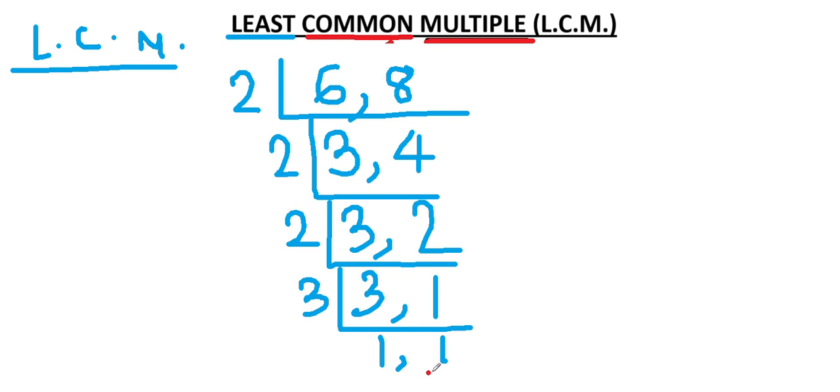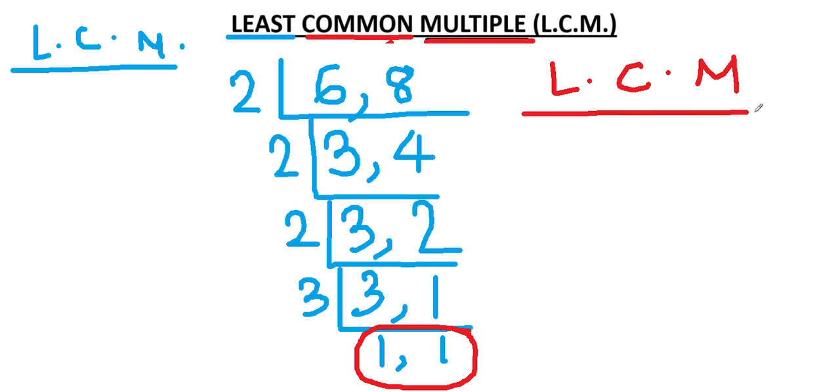And friends, always try to keep a 1 and 1 or a single 1 at the end, so that you can be confident on your part that you haven't missed out on any steps. So we are done. We do not have any more work to do. We just have to write the LCM of 6 and 8, and what is that equal to?